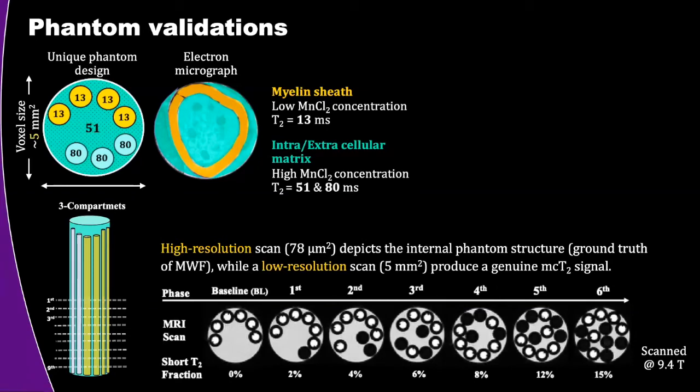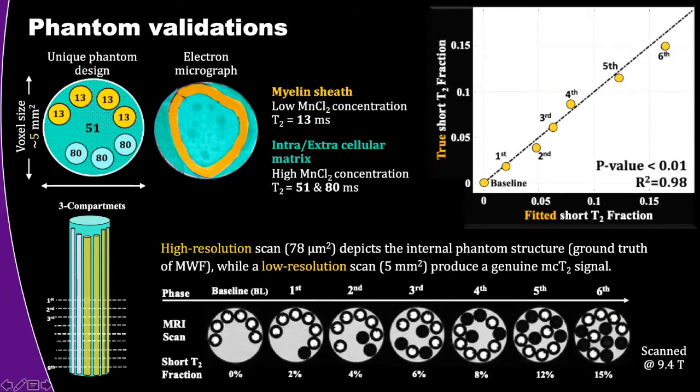And next, we imaged the same phantom with a low resolution scan. The low resolution scan had an in-plane resolution of 5 millimeters, which means that in one voxel, we were able to capture the entire phantom. And by this, we produced an experimental signal, which is a true multi-component T2 signal, while we know exactly what the ground truth of myelin content underlying this MCT2 signal was.